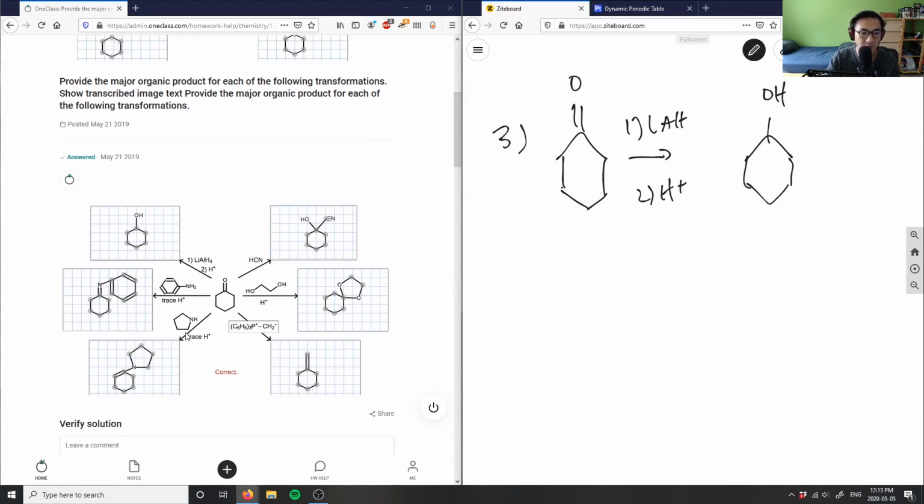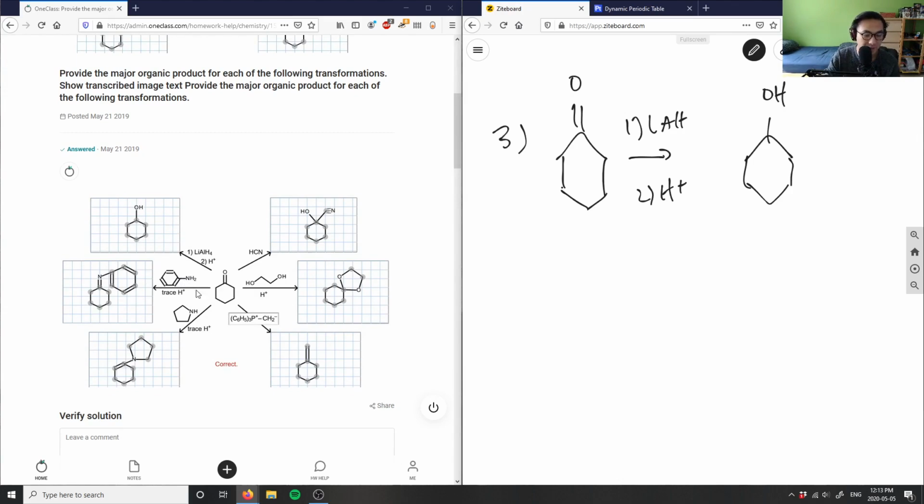Let me look at number 2 here. It's reacting with some sort of benzene amine group, and then again with an acid workup. This would be kind of a nucleophilic substitution. So you have the ketone group like so, and we're reacting with this benzene with NH2, and then an acid workup.